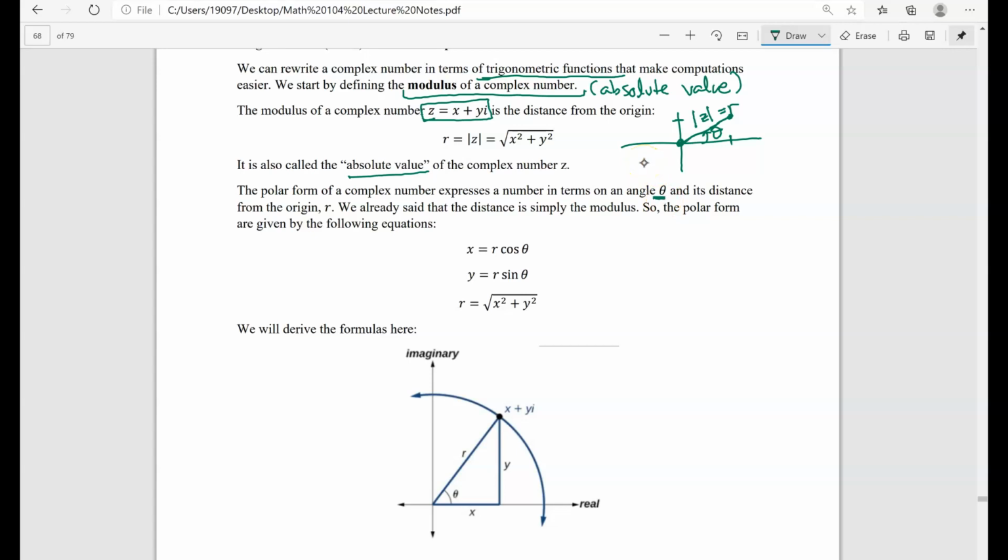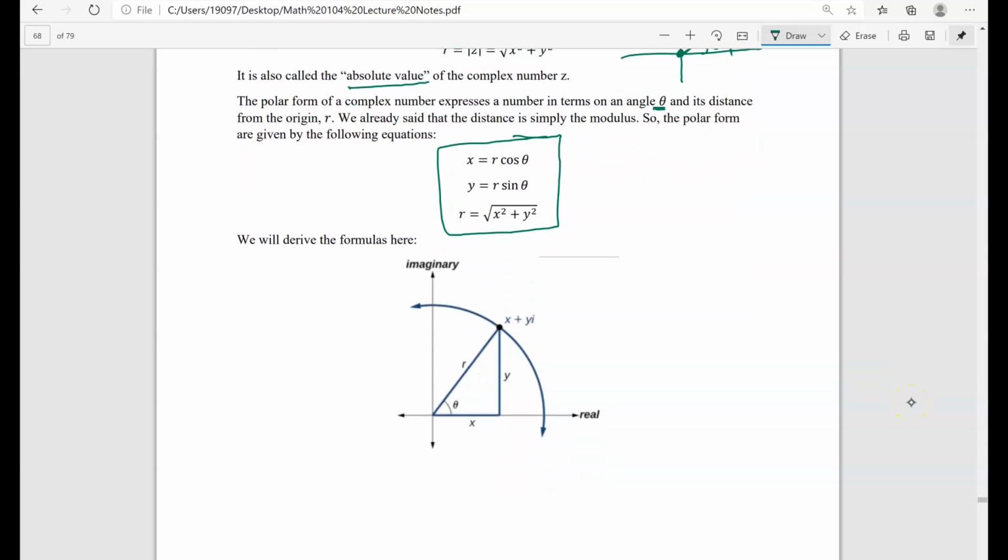Okay, so basically the polar form equations are these: x is equal to r cosine theta, y equals r sine theta, and r equals square root of x squared plus y squared. So where do these formulas come from? They're actually really easy to derive.